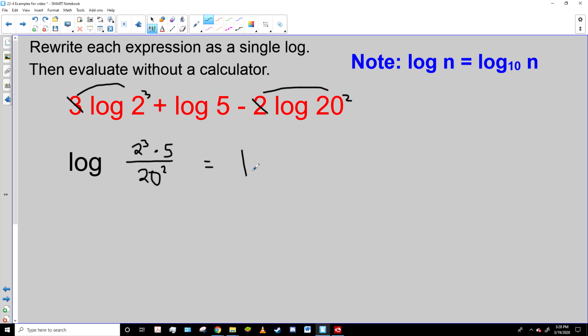Now we need to simplify this a little bit. And so this is 2 to the third, 2 times 2 times 2 is 8. So 8 times 5 is on the top. And on the bottom we have 20 squared, which is 400. Now let's see, let's simplify that some more. So 4 times 5 is 40, and so 40 over 400 is going to be 1 over 10.